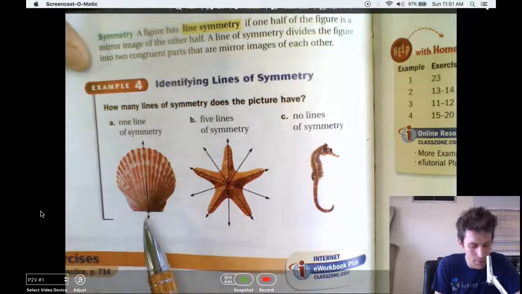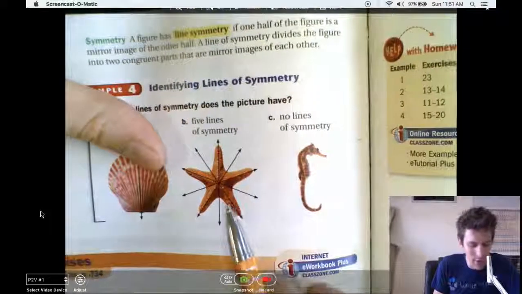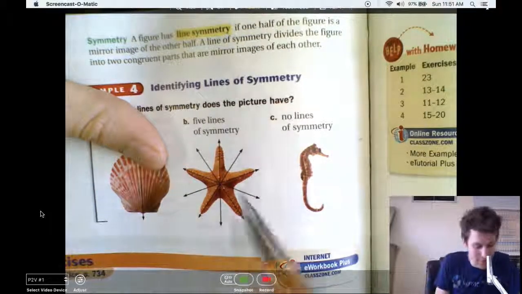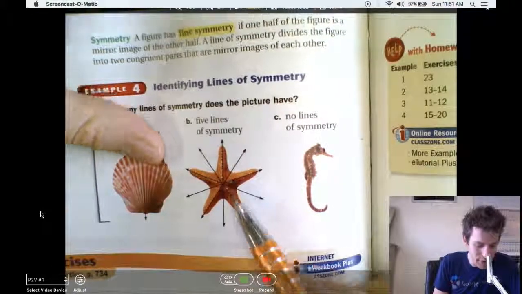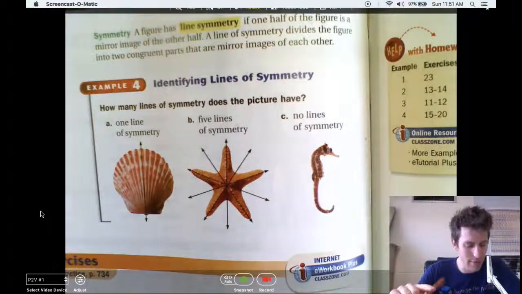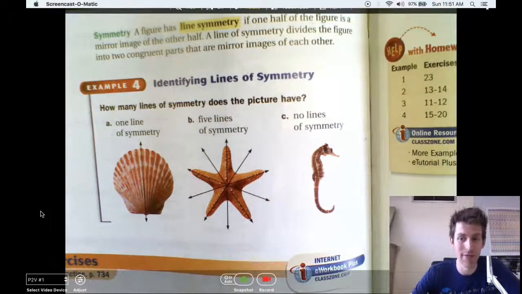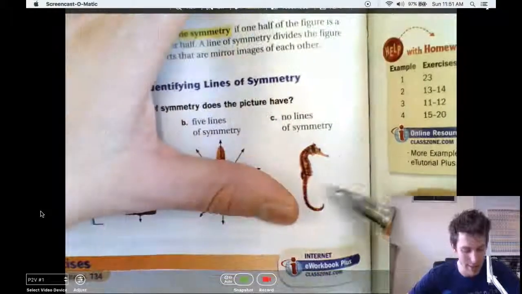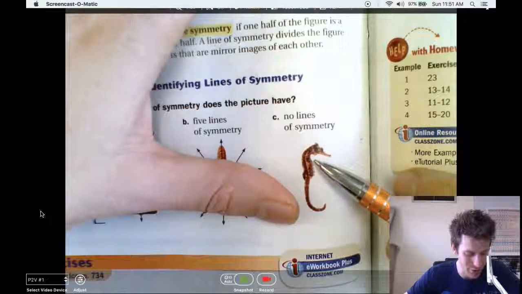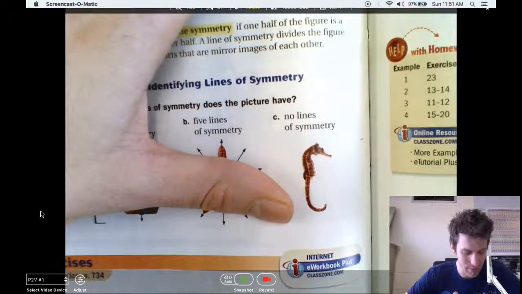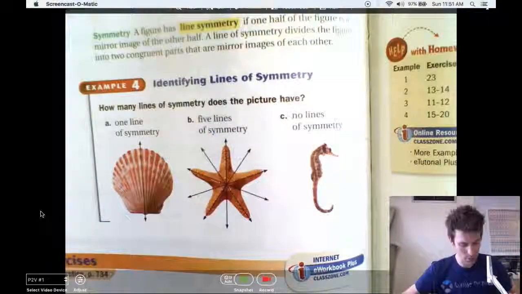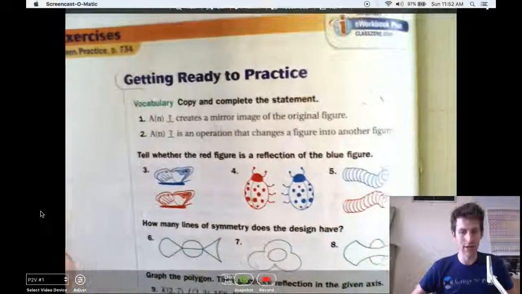Horizontal, wouldn't work. This guy though, this sea star, you could do it 5 different ways. Each one of these, if you visualize folding one half over the other, it would map onto itself 5 different ways. So that has 5 lines of symmetry. This seahorse though, there's no line you can draw to make it have any line symmetry. So let's see if you can recognize any symmetry here.